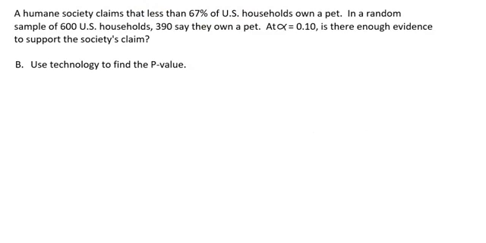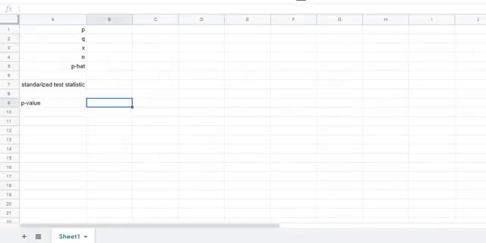Part B. Use technology to find the p-value. For this problem, I'm again going to use Google Sheets. Here I have my Google Sheets spreadsheet, and I went ahead and filled out the different variables that we're going to use in this calculation: p, q, x, n, p hat, a standardized test statistic, and my p-value.